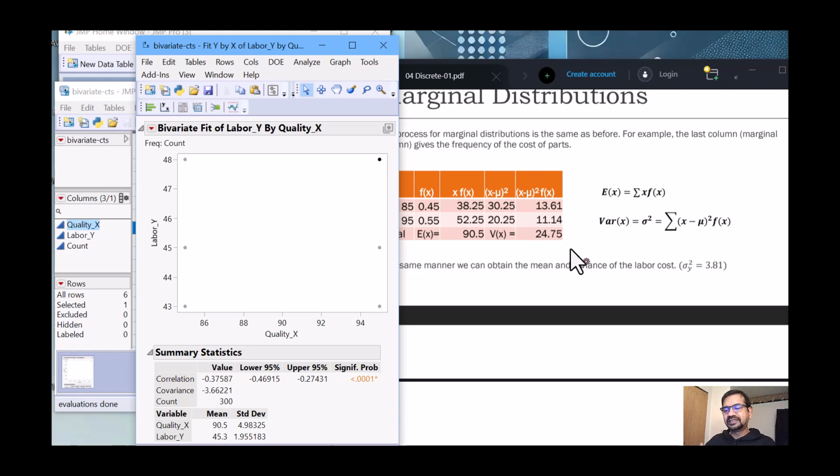So again, JMP makes it pretty convenient, making sure that the data is cast in the right form to obtain joint distributions, covariances, correlations, as well as the individual marginal distributions as well.